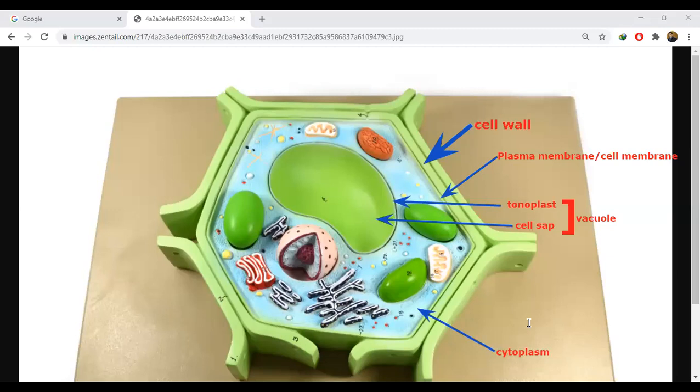You mark it down. You know that white area, the area you are going to color, it is the cytoplasm. So mark the cytoplasm.